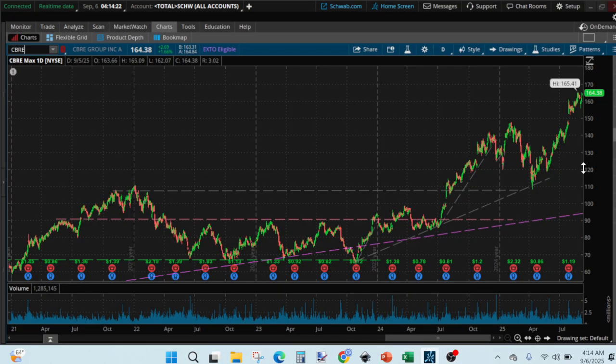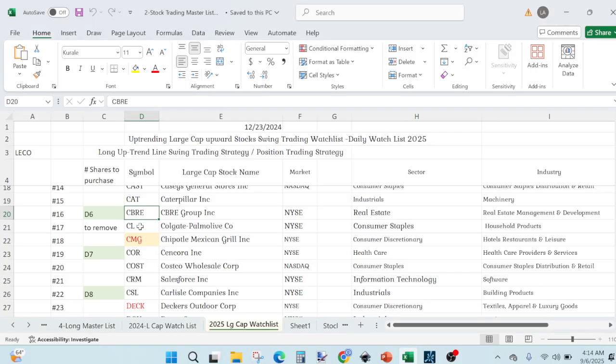So CBRE is going up, reached a new high not too long ago, and is still going higher. It is far from where we like to buy. The next one is CL, and CL is an example. I put a note there to remove it, just to show you that there is an example.